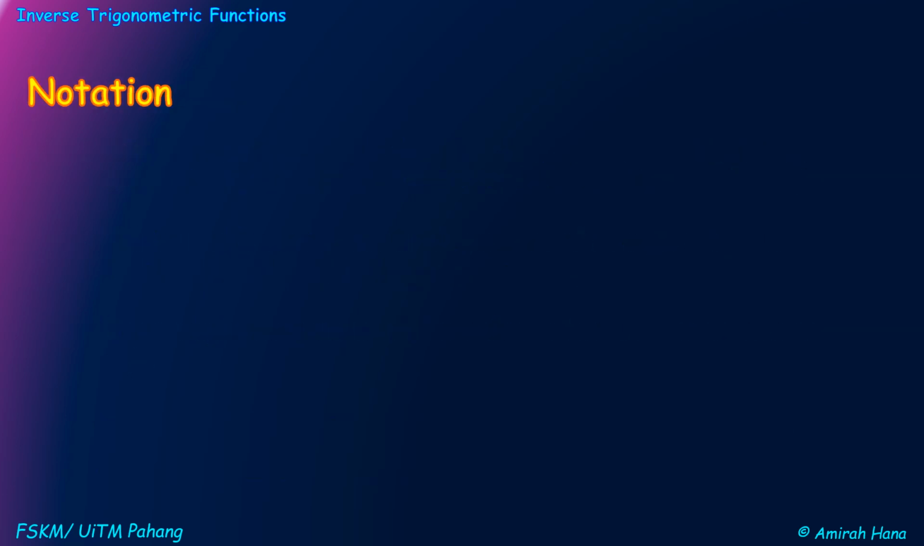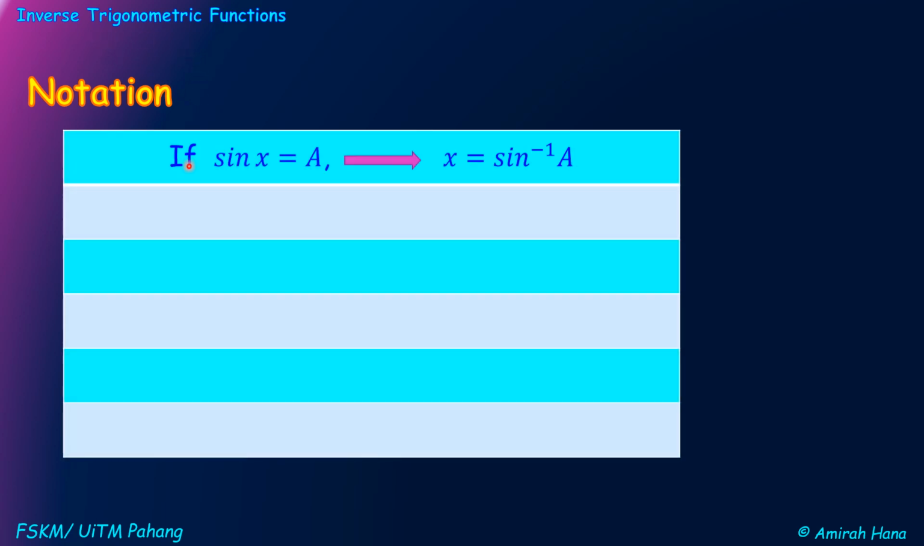Now let's look at the notation of inverse trigonometric functions. If we have sine x equals a, we can write x equals inverse sine a. It means we can move ordinary sine to the right-hand side, so the symbol becomes sine -1, which we read as inverse sine.